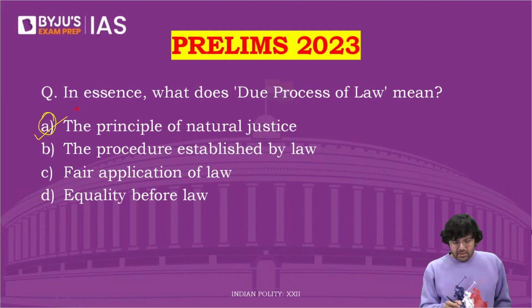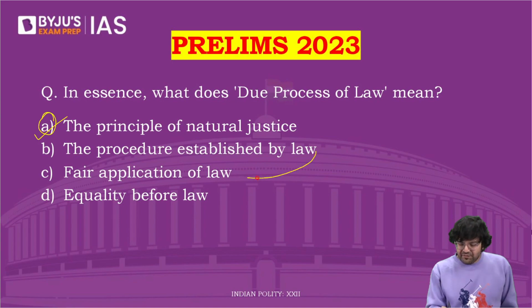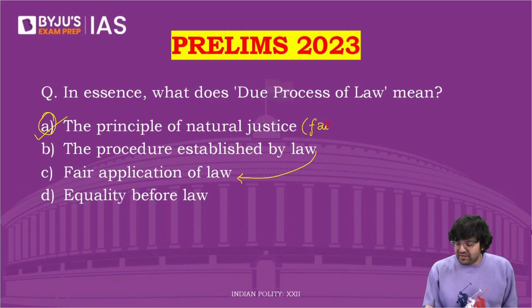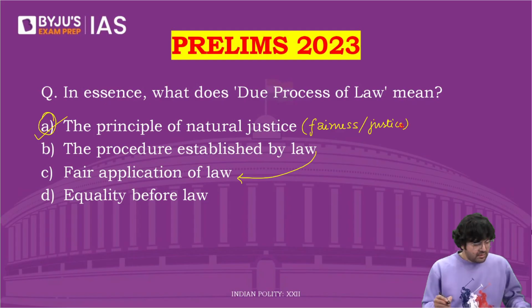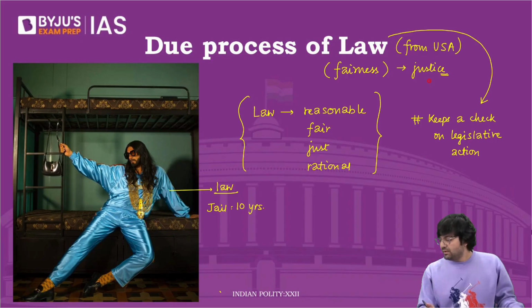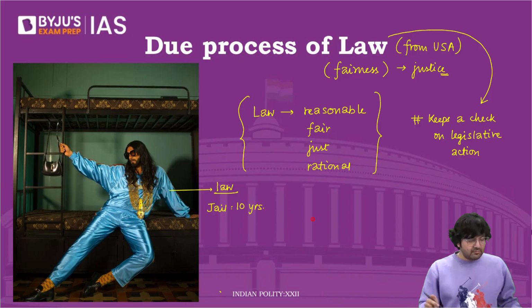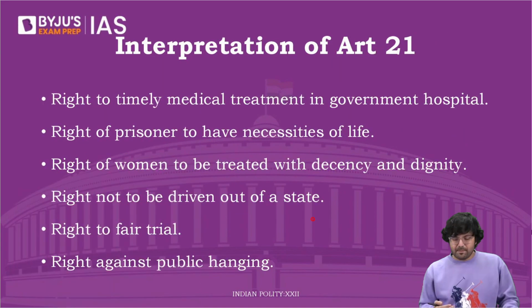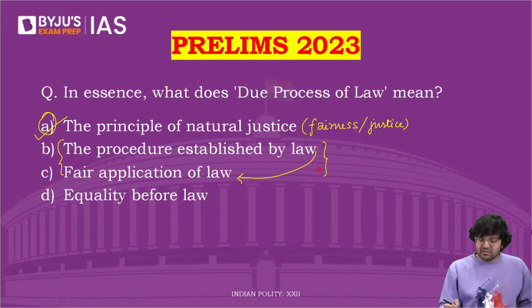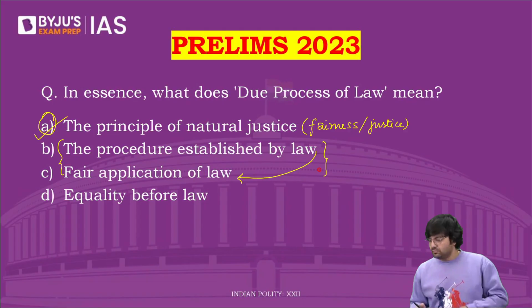Please hear me out. Procedure established by law means fair application of law. The law has to be applied fairly. Principle of natural justice talks about fairness, talks about justice, right? Due process talks about fairness, talks about justice. Do you remember this point? Long time ago, when we were discussing PONJ, I talked about PONJ providing justice, fairness. So these two mean the same thing. They are the same thing. Procedure established by law means fair application of law.